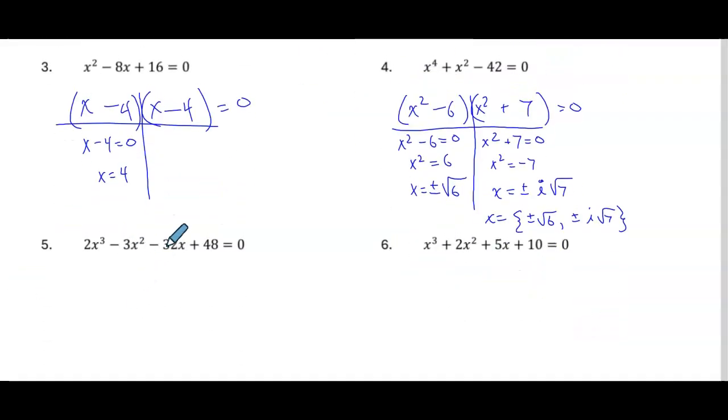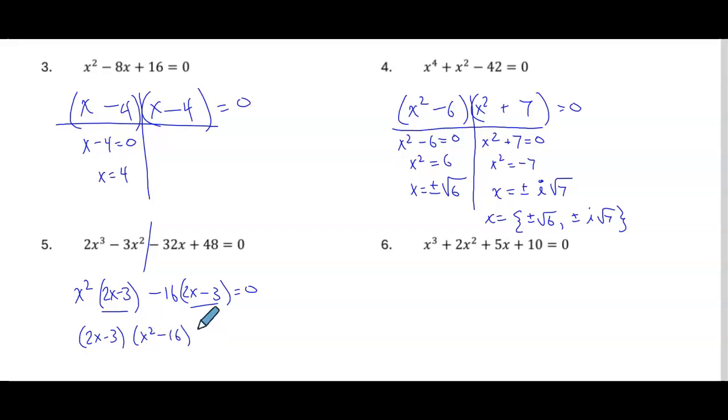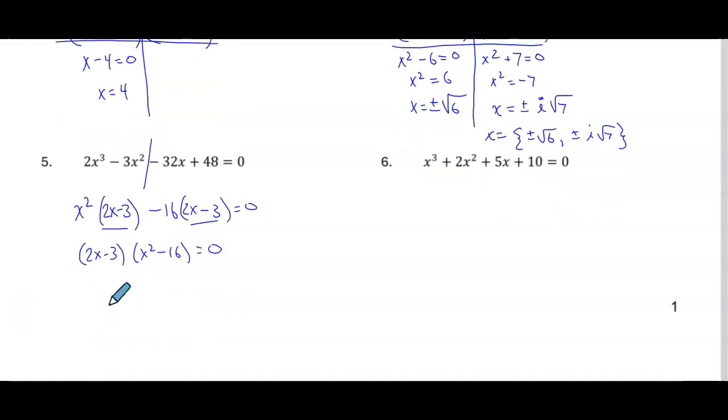All right, now I have 4 terms, so I want to split those. I want to look at the front half and the back half. The front half, the GCF on this would be x squared, which leaves me with 2x minus 3. The back half, if you have a negative there, let's use it. These both divide by 16. So 2x minus 3. And because these two match, that's going to go first. And then I have x squared minus 16. And from there, it's a solving chart.